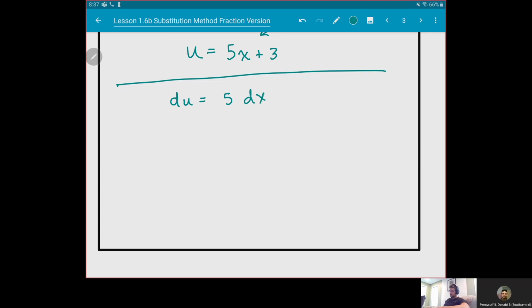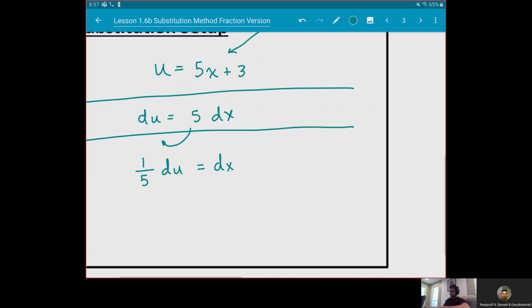Once you know what to let u be equal to, substitution method is easy as can be. It's just rinse, repeat, and it's very, very straightforward. You have to know what to let the u be equal to, though. So that's the part that's the trick. I've just got decades worth of practice now.